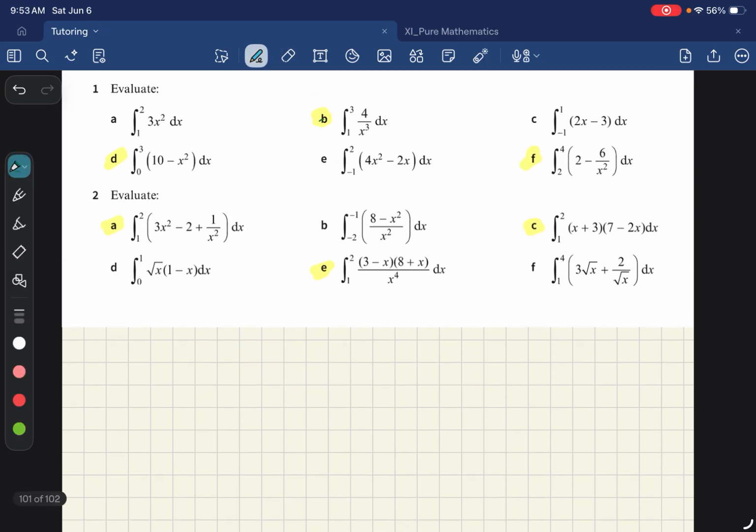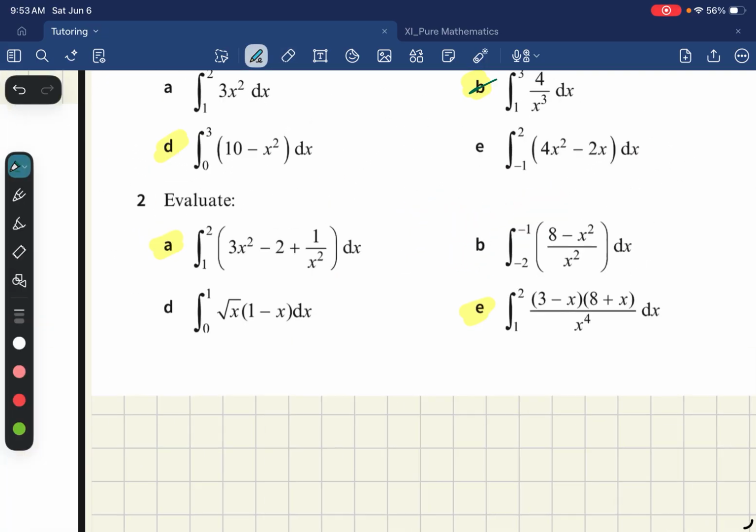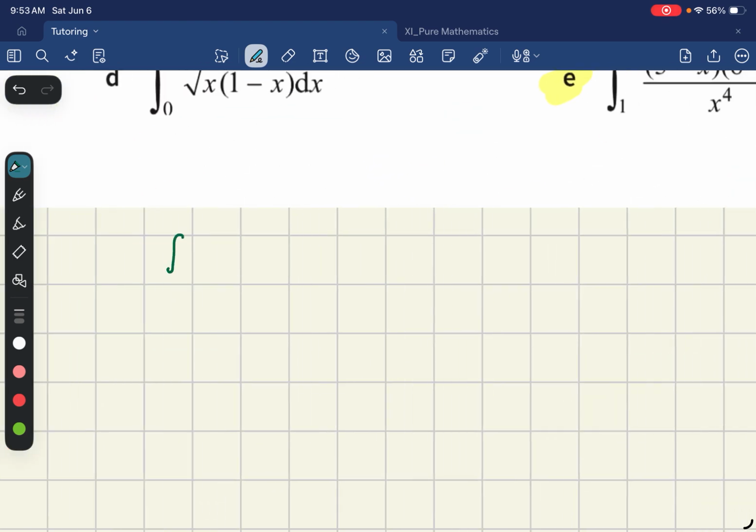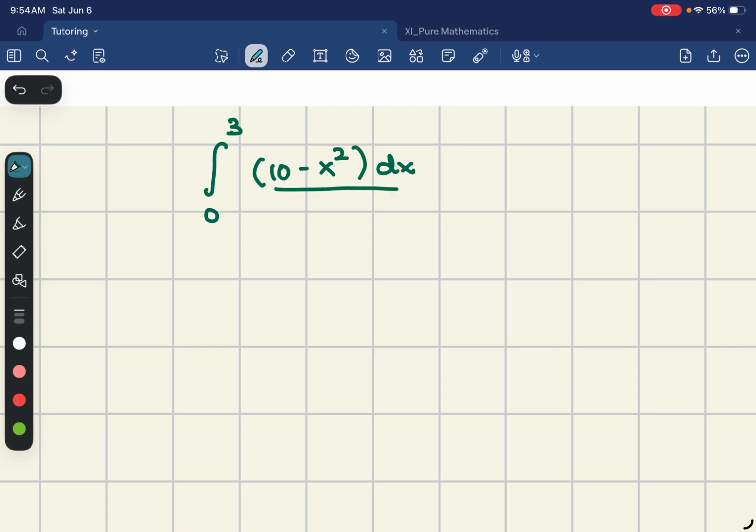And we are done with b. So let's do d. So d is the integral from 0 to 3 of 10 minus x squared dx. All right, fairly simple question. I know how to integrate this, right? Do your indefinite integration first, just don't write plus c.